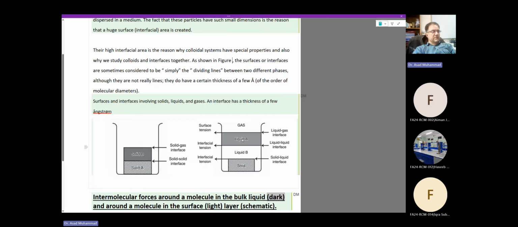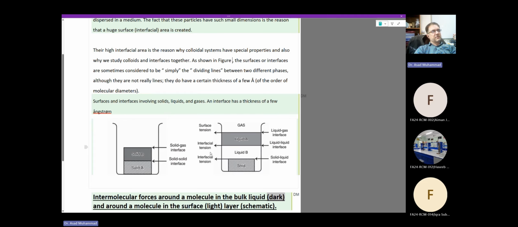Now, liquid A is in contact with liquid B. For example, this is oil, and this oil is in contact with water. So again, there is an interface formation, but since both of them are liquids, we will call it a liquid-liquid interface, and the corresponding phenomenon will be called interfacial tension. Now, liquid B is in contact with a solid, and therefore this part is again an interface, a solid-liquid interface, and the phenomenon that we observe here is interfacial tension.